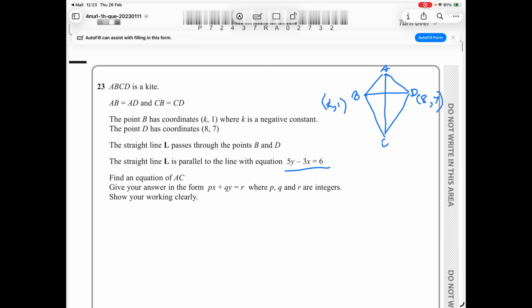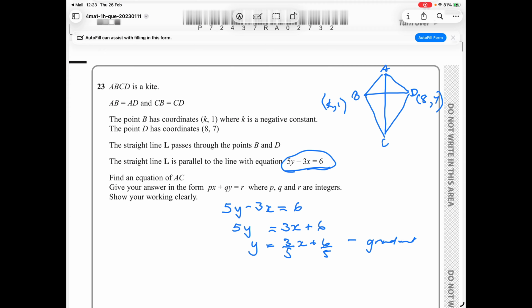Oh, okay. So that means we know that it's parallel. Let's rearrange this in order to find out what it is in terms of y equals mx plus c, and that will give us the gradient. So let's add 3x onto both sides. Let's divide by 5. And that means we've now found out that the gradient of BD is 3/5. Right, that's the first thing.